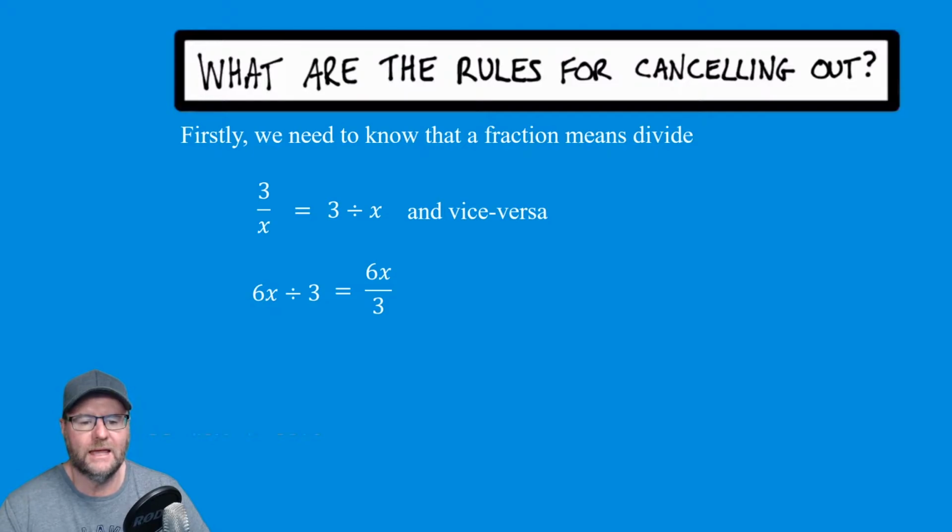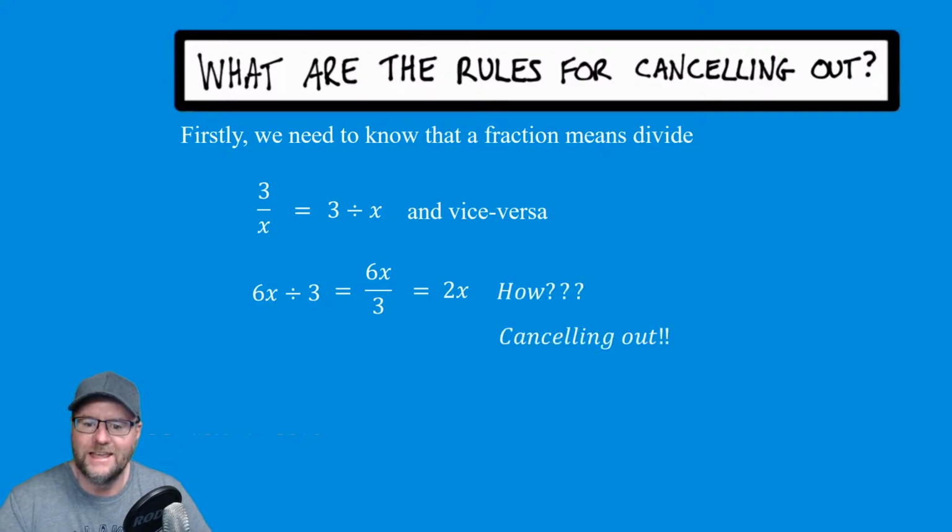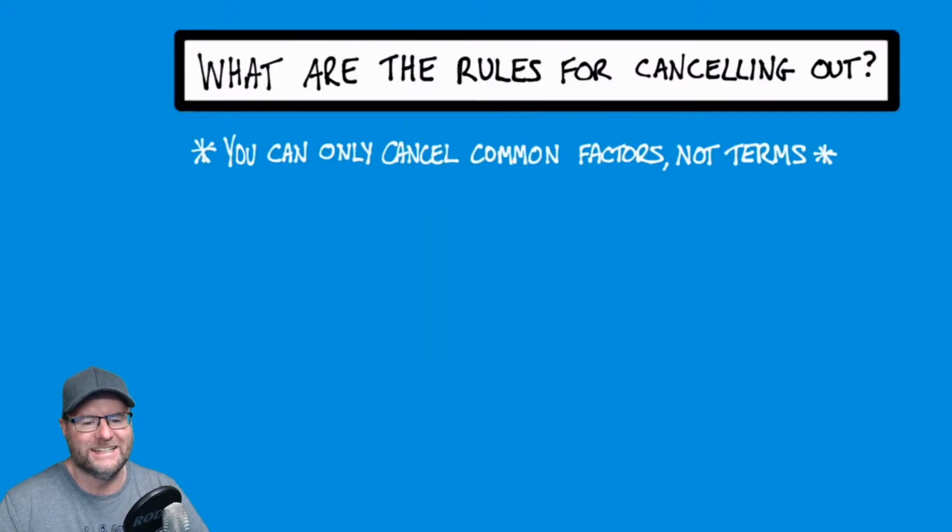3 divided by x could be written as 3 over x. Now, 6x divided by 3, I could write as a fraction, 6x over 3. Now, I happen to know that that can also be written as 2x. What gives? How come that works? Well, the answer is through the magic of cancelling out. So let's look at how it's done.